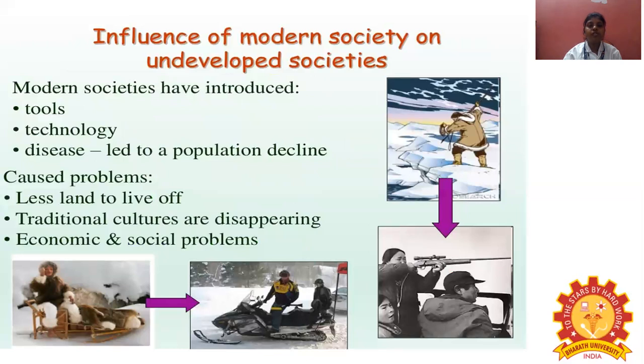Influence of modern society on undeveloped societies. Modern societies have introduced the following: tools, technology, disease, which led to a population decline. Next, caused problems: less land to live off, traditional cultures are disappearing, economic and social problems.